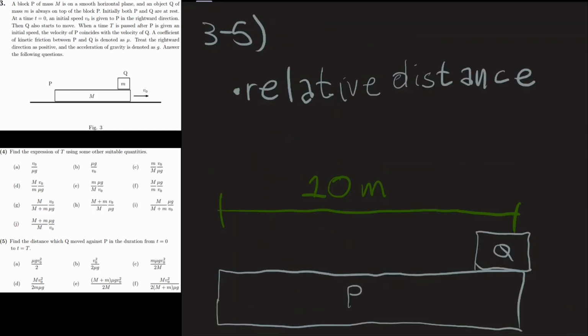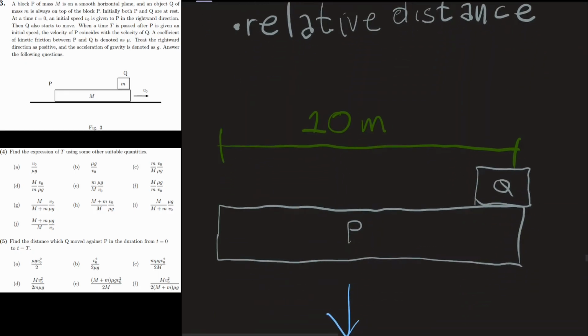Finally is part 5, which says, find the distance which Q moved against P in the duration from t equals 0 to t equals big T. So it asks us for the distance Q moved against P, or in another way, the distance that Q moved relative to P. To show what this means, let's consider an example. Assume that P is 10 meters long. At the start, Q is at the very end of P.